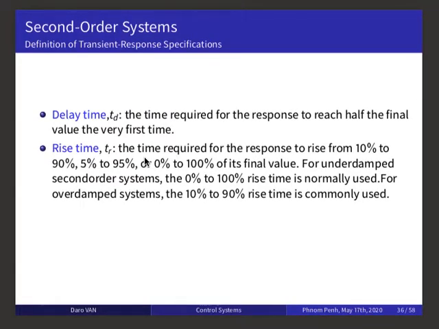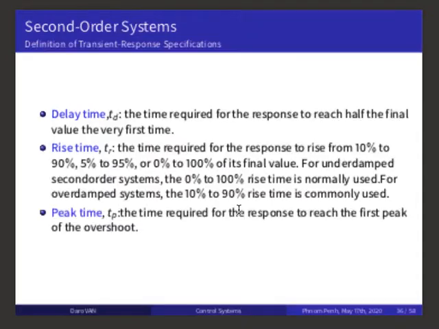And the rise time, TR, is the time required for the response to rise from 10% to 90%, sometimes from 5% to 95%, or 0% to 100% of its final value. It depends on the system. For an underdamped second order system, the 0% to 100% rise time is normally used. For an overdamped system, the 10% to 90% rise time is commonly used.